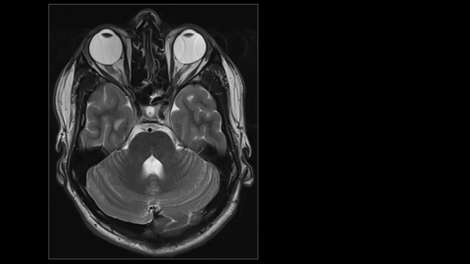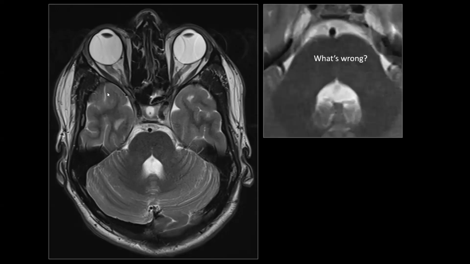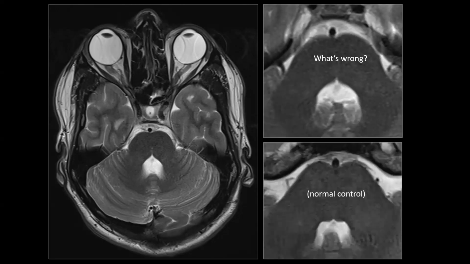Communication was difficult due to the language barrier. So an MRI was performed, and this is what we see. Do you see anything out of the ordinary? Let's look at the pons. What's wrong? What's missing? Let's compare with a normal patient.